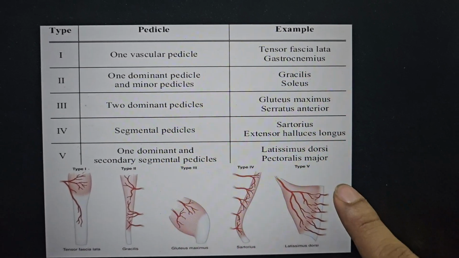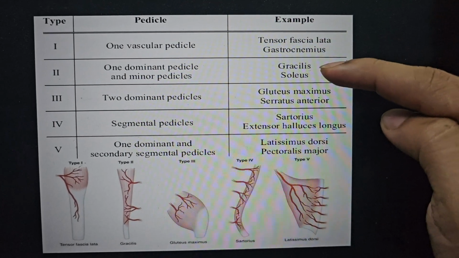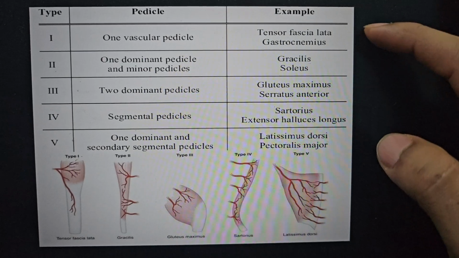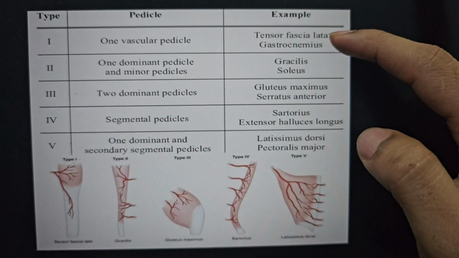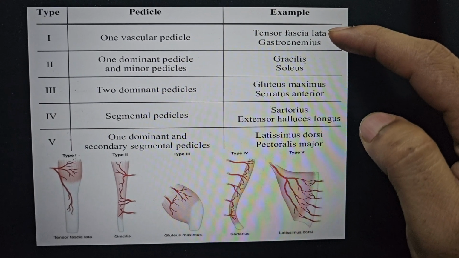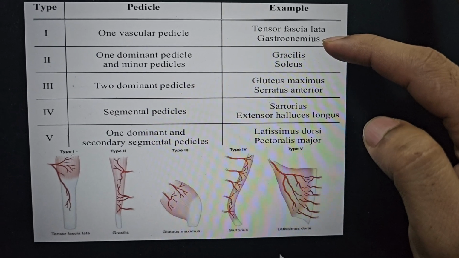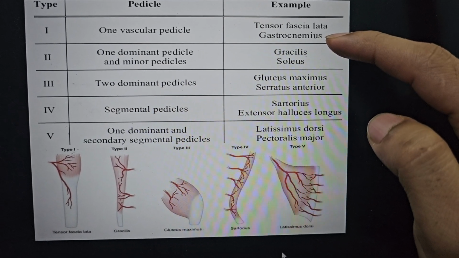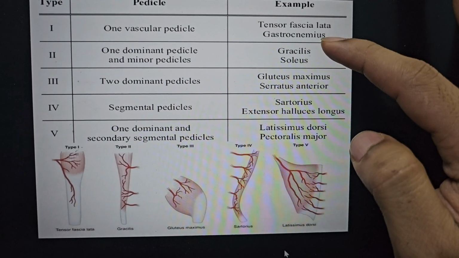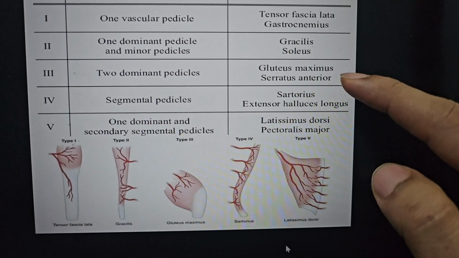So how to remember the examples? Think of it like a thigh and leg muscle, a thigh and leg muscle, a thigh and leg muscle. So type 1, tensor fasciae lata and gastrocnemius. Tensor fasciae lata is on the outside of the thigh, as in the lateral aspect of the thigh. Gastrocnemius is on the outside of the leg, as in the posterior most aspect of the calf. Gracilis is on the inner side of the thigh. Soleus is inner to the gastrocnemius. So this is outer, outer, inner, inner. So you can remember it like that.